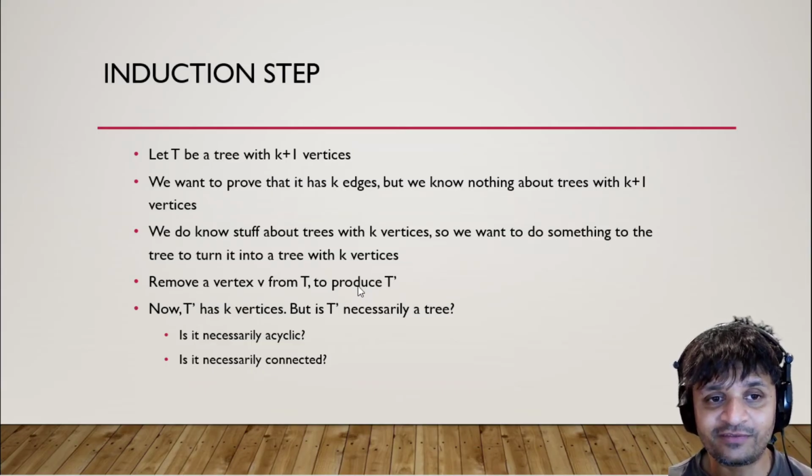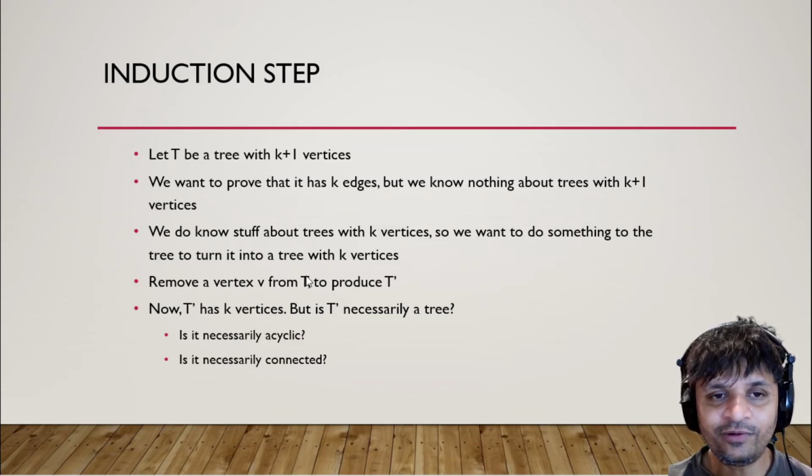That's not clear. We know that it's a graph, but we're not entirely sure it's a tree. For it to be a tree, it has to be connected and acyclic. First question I'm going to ask is, is it acyclic? Is T prime acyclic? Well, T is acyclic, right? Because T is a tree.